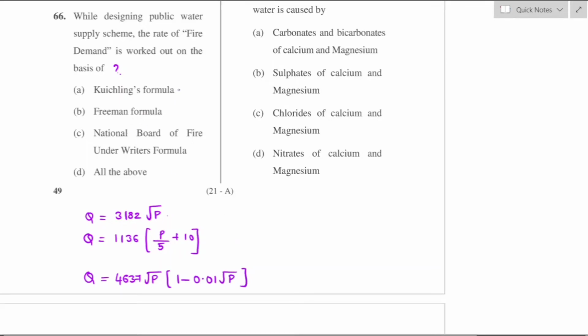So it is worked on the basis of Cushing formula, Freeman formula and National Board of Fire Underwriters formula. So all these options are correct. So the right answer is all of the above. Option D is the right answer.